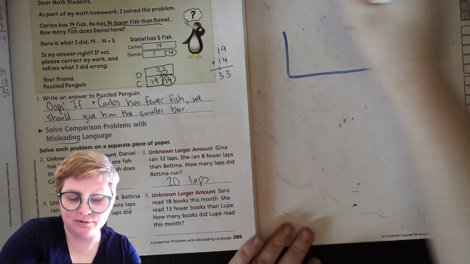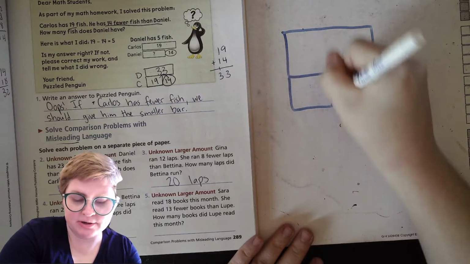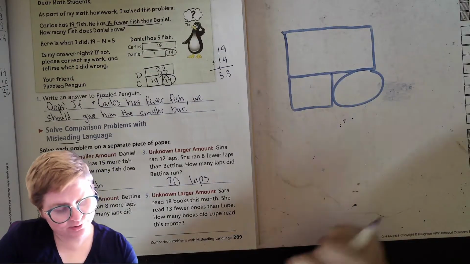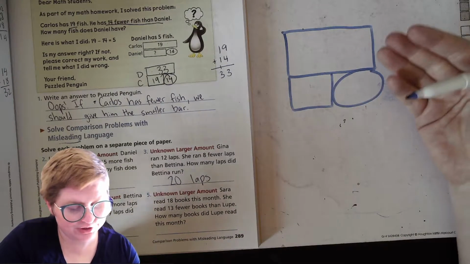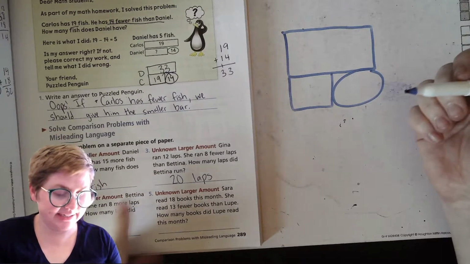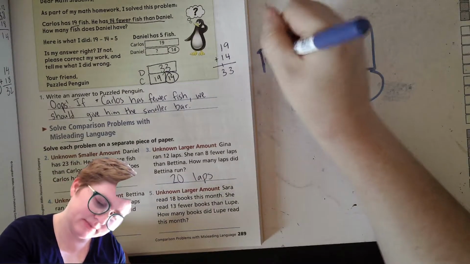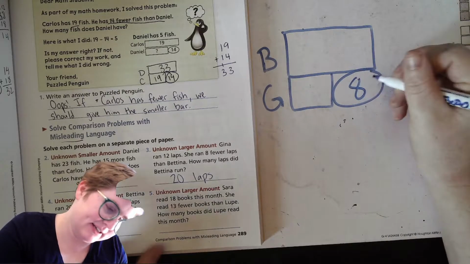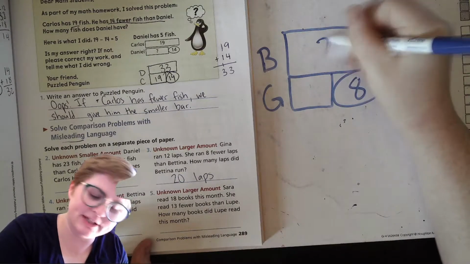Setting up your model, big bar, little bar, and the difference bubble. Bettina ran 20 laps. We don't know where to put that yet. She ran 8 more than Gina. So who did more? Bettina did more. Gina did fewer. The difference is 8, and the amount Bettina ran was 20.